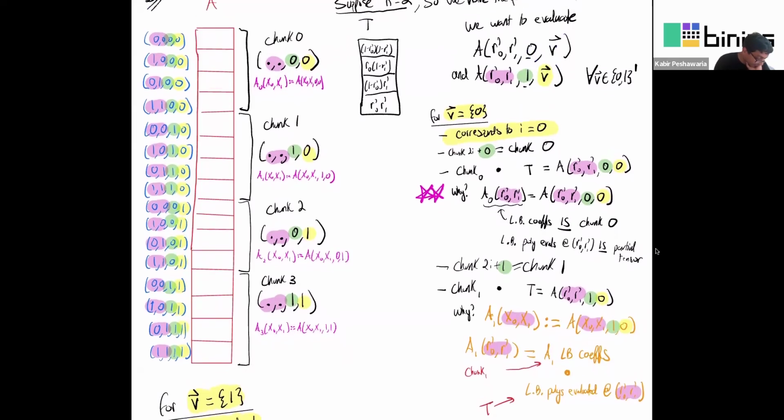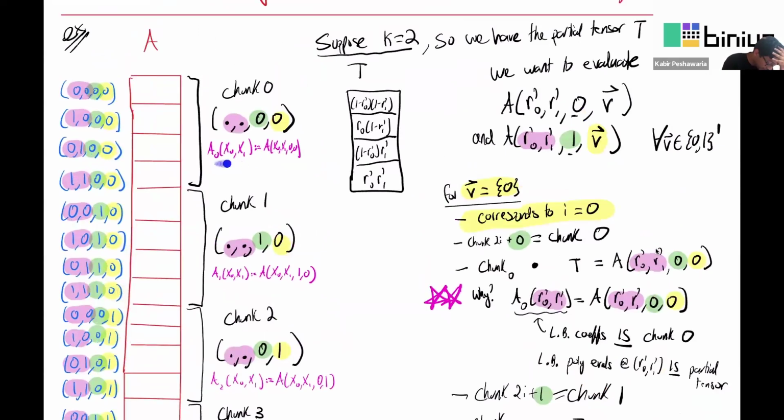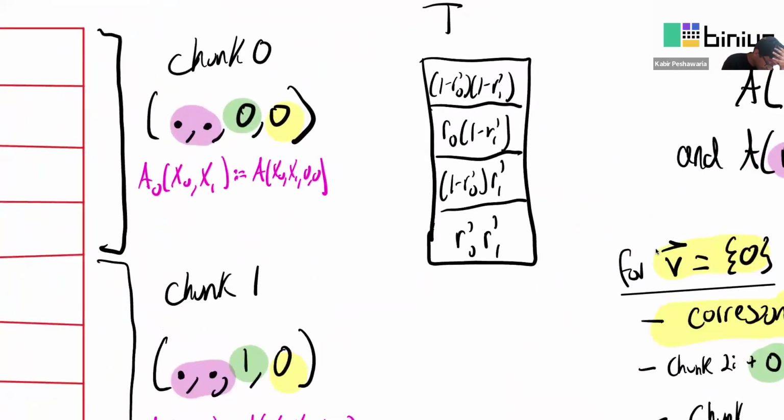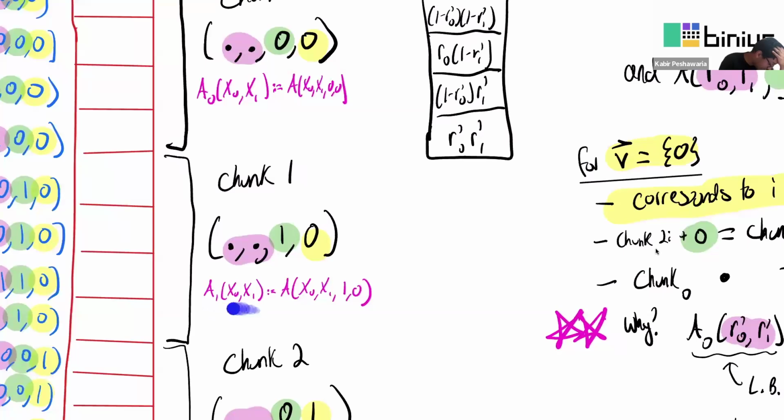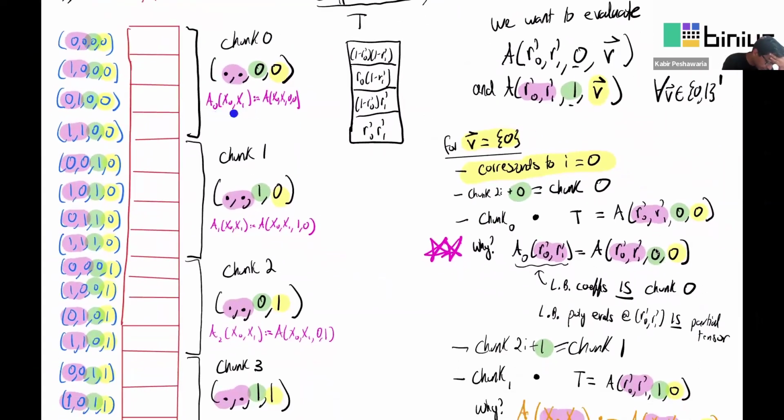How did that work? Well, you can think about defining a polynomial like A_0(x_0, x_1), which is equal to A(x_0, x_1) with these two values fixed. Similarly, you can define something like this with these two values fixed to 1 and 0. And when you do that, how would you evaluate A_0 at r'? You would evaluate its Lagrange basis polynomials at r'_0, r'_1, which gives you this, and you would dot product it with A_0's coordinate vector. That's A_0's Lagrange basis coefficients, which is literally this chunk.